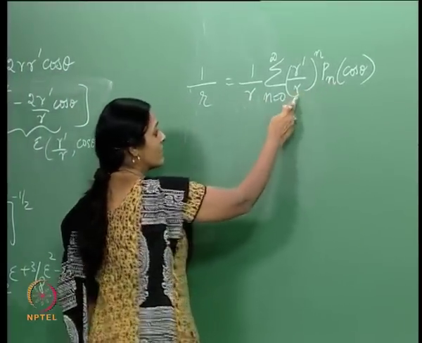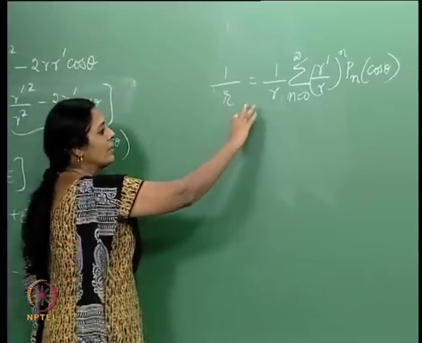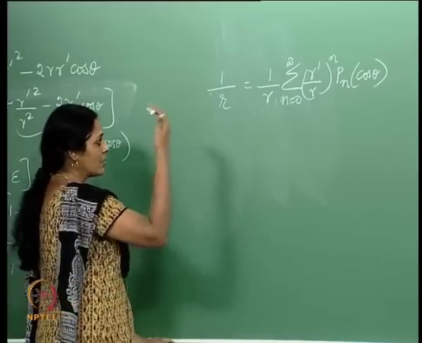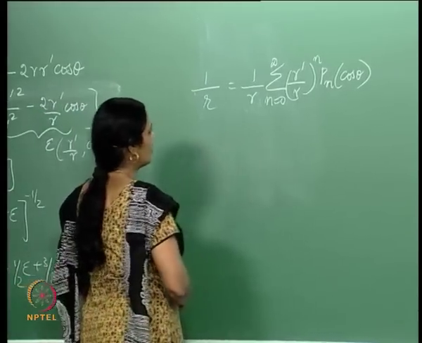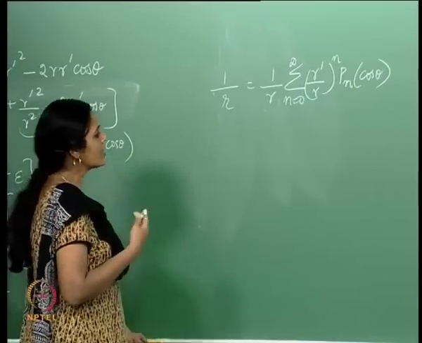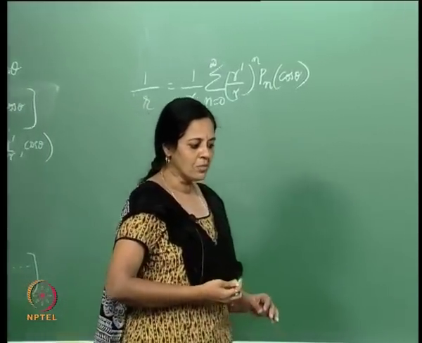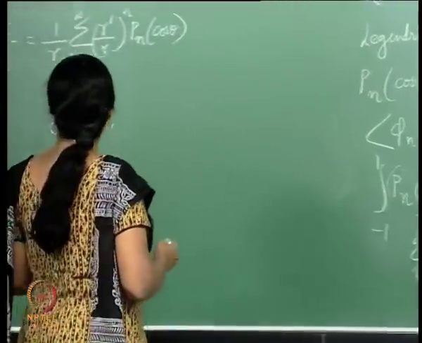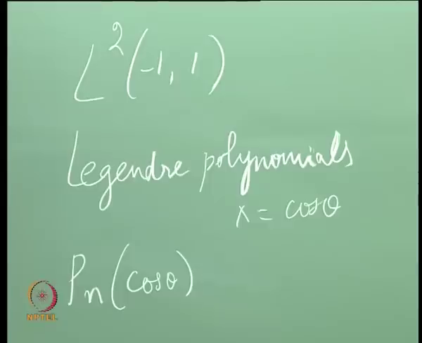The first term in the basis turns out to be the monopole contribution, the second term is the dipole contribution, the third term is the quadrupole contribution, and so on. It is in this very same spirit that in quantum mechanics, if you have a linear vector space L2 of minus 1 1, you could use Pn of cos theta as the basis, and any arbitrary function of cos theta can be expanded in terms of the Pn cos thetas.